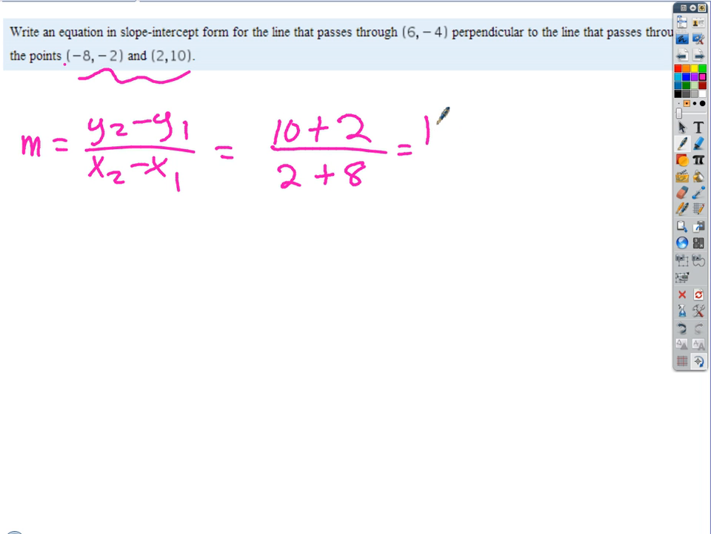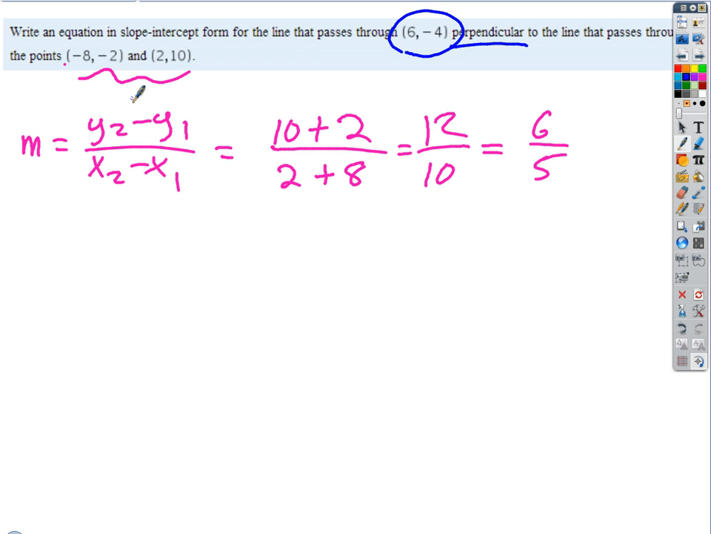So that gives me what? 12 over 10, which reduces to 6/5. Good. Okay, is that our slope? No, it's not, because if we read the problem carefully, it says that we're passing through the point (6, negative 4) perpendicular to the line through those 2 points, right? So the slope that we just calculated is not our slope. It's the slope of a line perpendicular to ours.